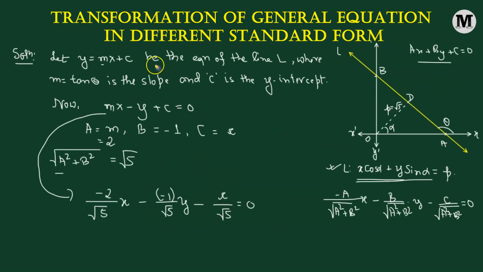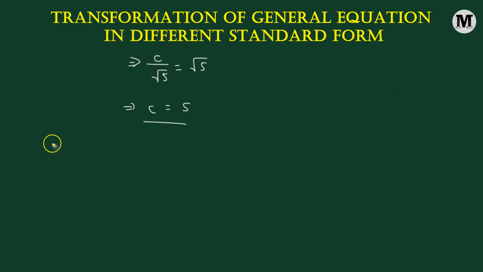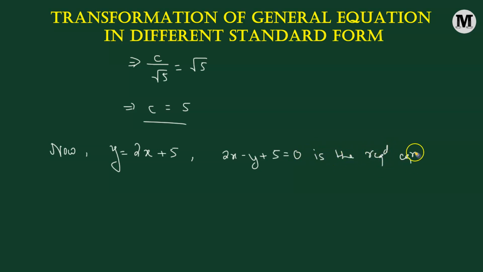Now we can substitute this c back into our original equation. So now we have y equals 2 times x plus 5, or simply put, we have 2x minus y plus 5 equals 0. This is the required equation. It's going to be the required equation of the straight line.